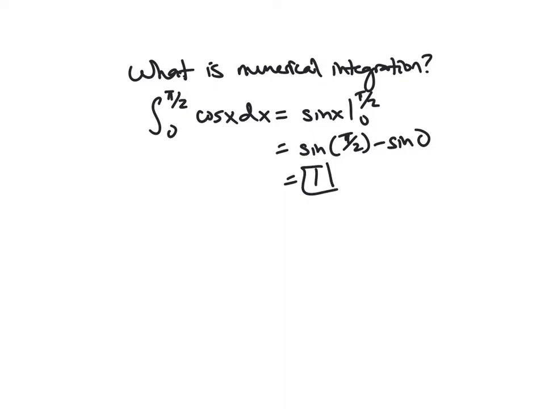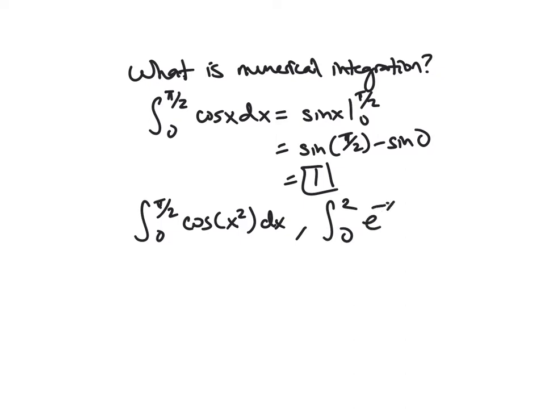And so what's an issue is that what if we had cosine of x squared here instead of x? Now this seems like it shouldn't make a big difference, but it turns out that it really does. So cosine of x squared does not have an antiderivative that we can write in terms of these elementary functions that we know how to deal with. And so this is an example. Another one would be e to the minus x squared. These guys don't have an exact answer.